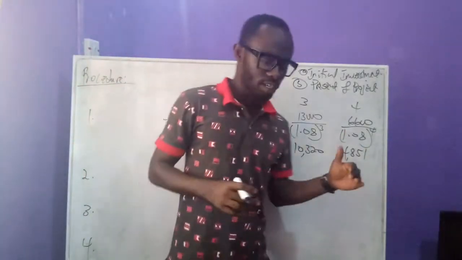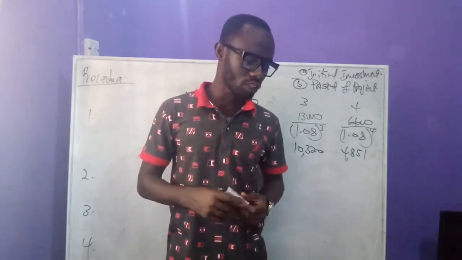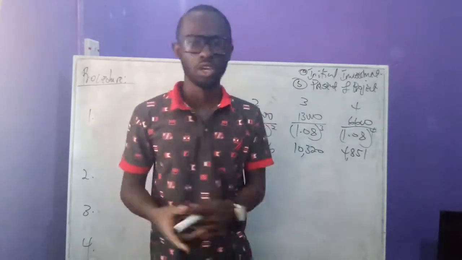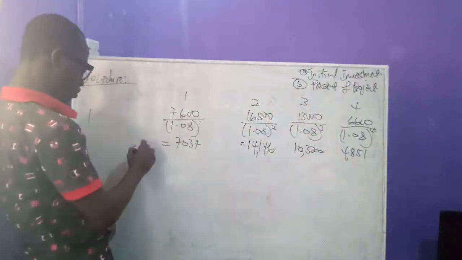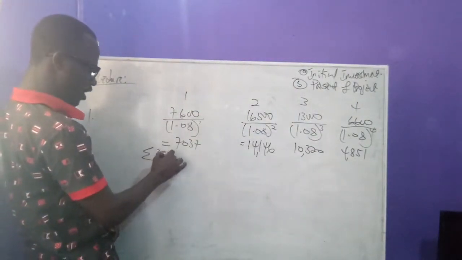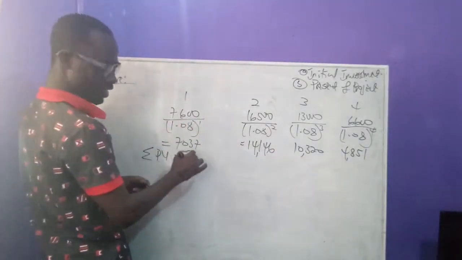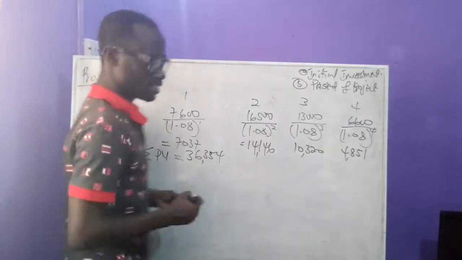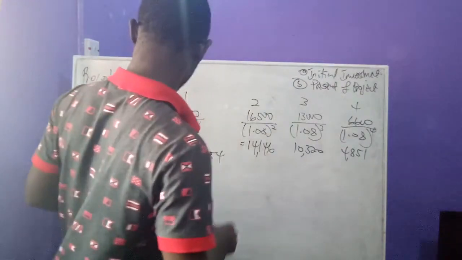Then step 2 is to calculate each year's discounted cash flows as a proportion of the present value of total cash inflows. So we need to get total cash inflows, the sigma present value. When we add all these 4 up, we will get 36,354. That is it, and we're going to be using that to do step 2.